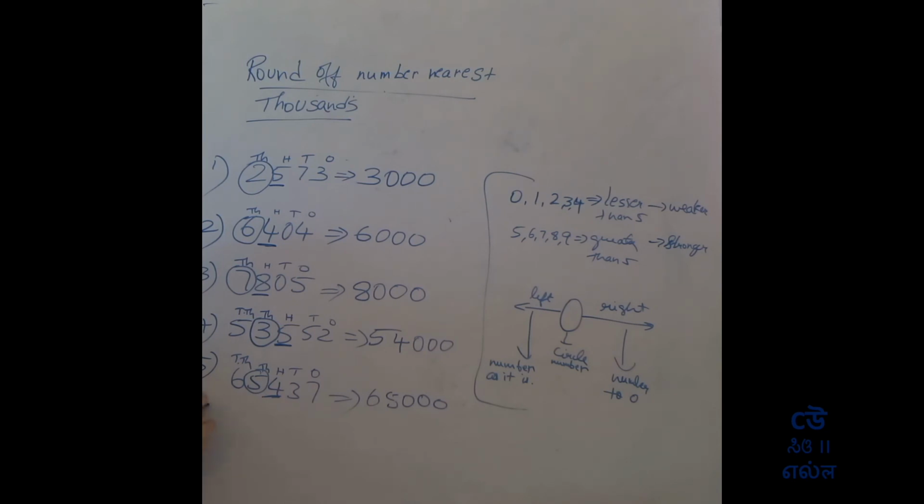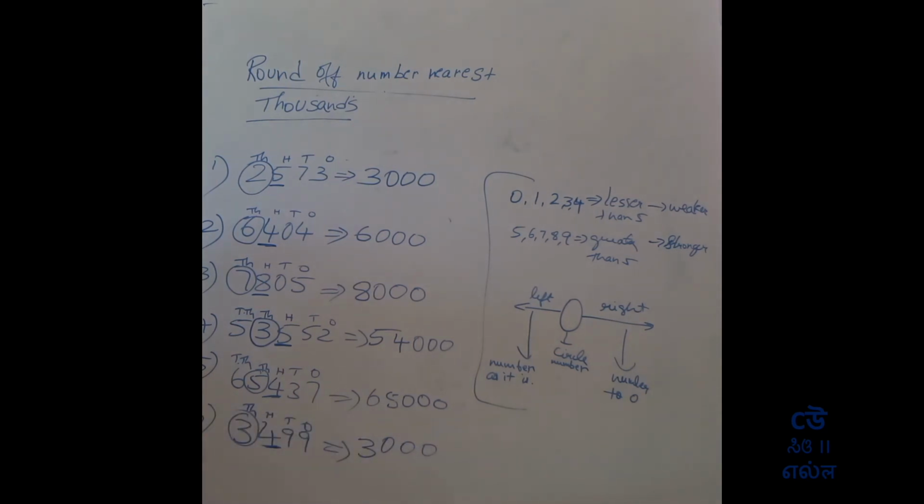Okay, next sixth problem, 3499. Ones, tens, hundreds and thousands, we have to consider the thousands place number. Next, the right side, that is 4 we have. 4 is lesser than 5, so the thousands place number will be as it is. Then 0, 0, 0.